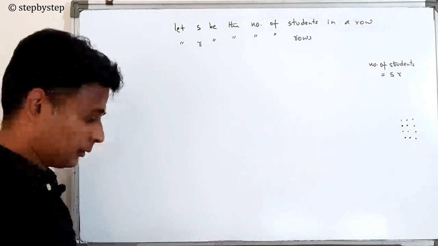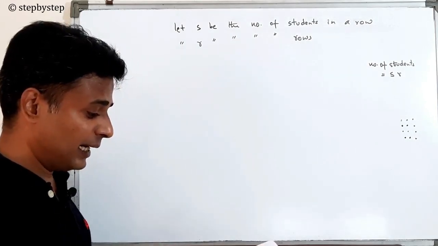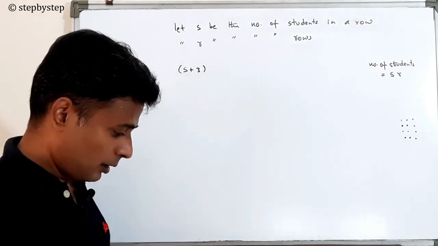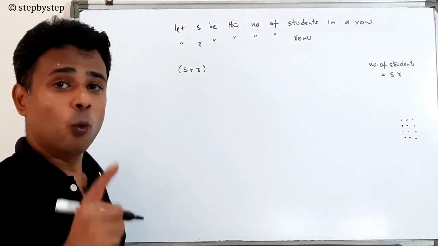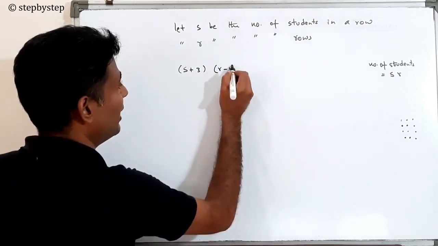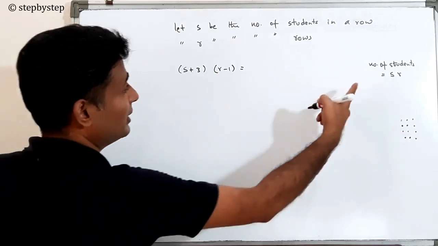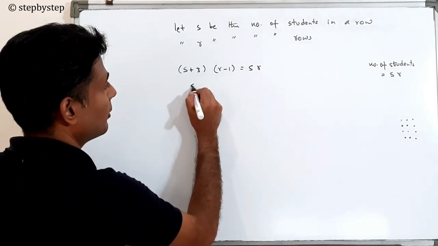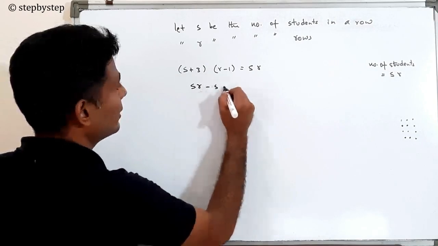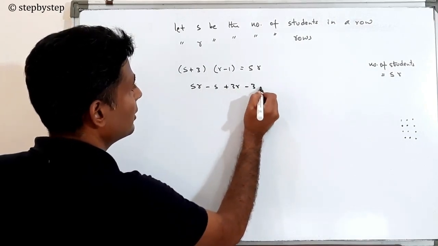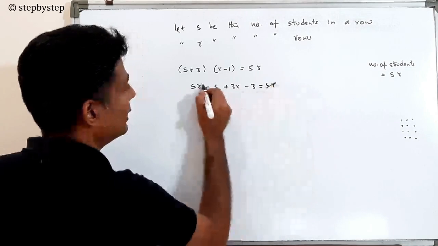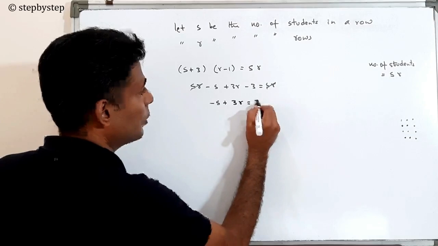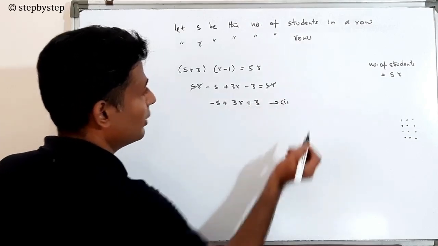Now, first situation, what have they said? If 3 students are extra in a row, so S plus 3, there would be 1 row less. So R would have reduced by 1. But total number of students remains the same, which is SR. Understood? So multiplying, SR minus S plus 3R minus 3 equals SR. Again SR cancels. We get minus S plus 3R equals 3. This is the first equation.